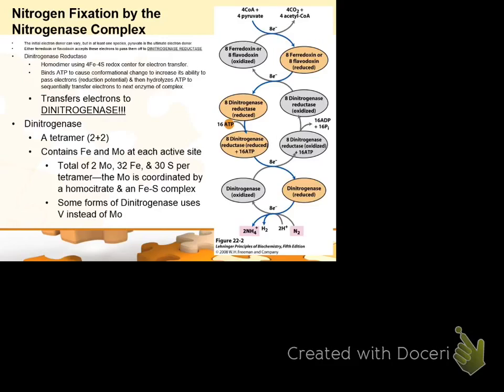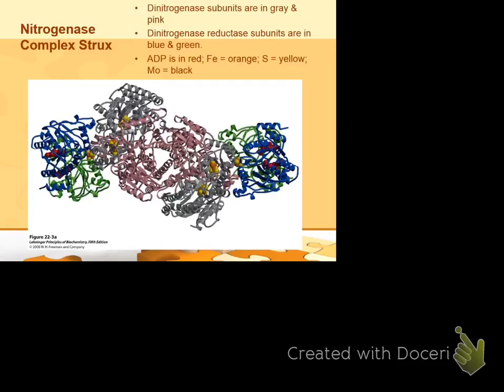But most of them utilize iron and molybdenum. And I'll show you, if you look at the numbers for the molybdenum-containing enzymes, there's 2 molybdenum, but there's 32 irons, 30 sulfurs, and it requires homocitrate, which is a cofactor that we haven't talked a lot about at all. We talked about citrate, but not homocitrate. So I'm going to show you a picture in just a moment of what this all looks like.